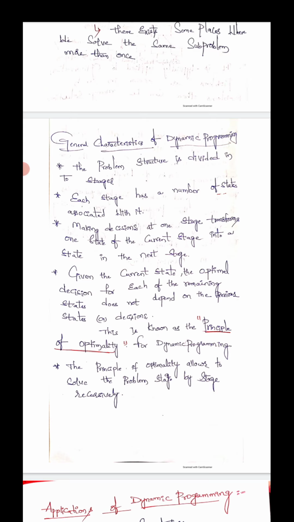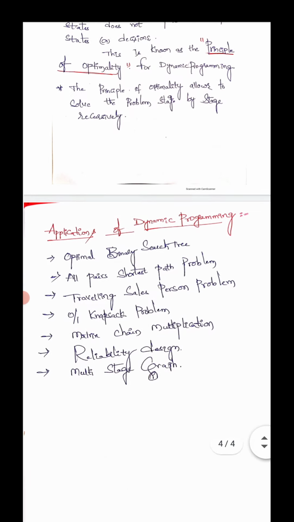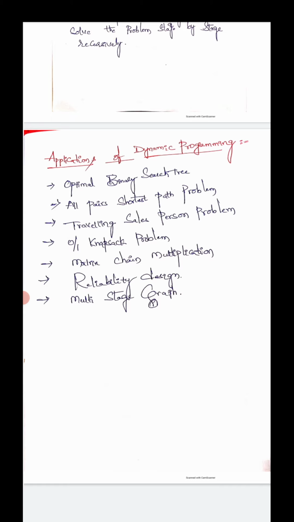In this concept of dynamic programming, we need to study some applications of dynamic programming. The first application is optimal binary search tree, OBST. The second application is all pairs shortest path problem. The third is traveling salesperson problem. The fourth is 0/1 knapsack problem. The fifth is matrix chain multiplication. The sixth is reliability design. The seventh is multi-stage graphs.